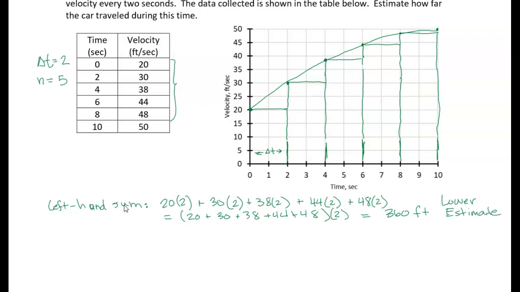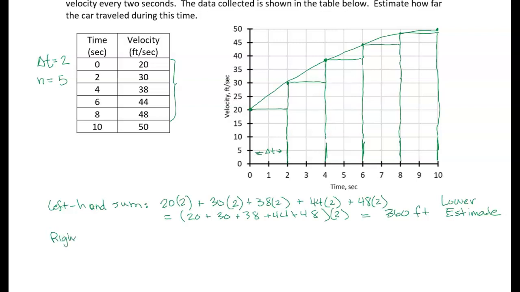Okay, so in this case, because we have this increasing velocity, the left-hand sum is the lower estimate. Now, if you have a decreasing function, the left-hand sum is not going to be the lower estimate. It's going to be the higher estimate. But in this particular case, the left-hand sum is the lower estimate. Okay, so that's our low estimate. Let's find the right-hand sum.